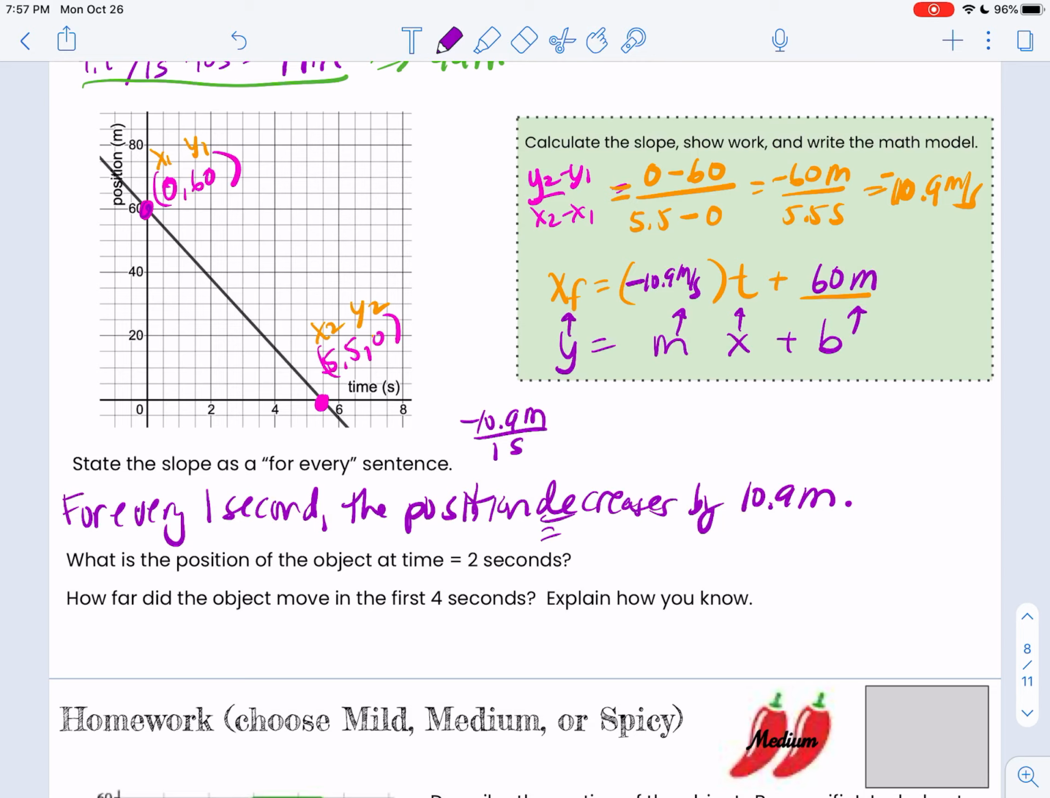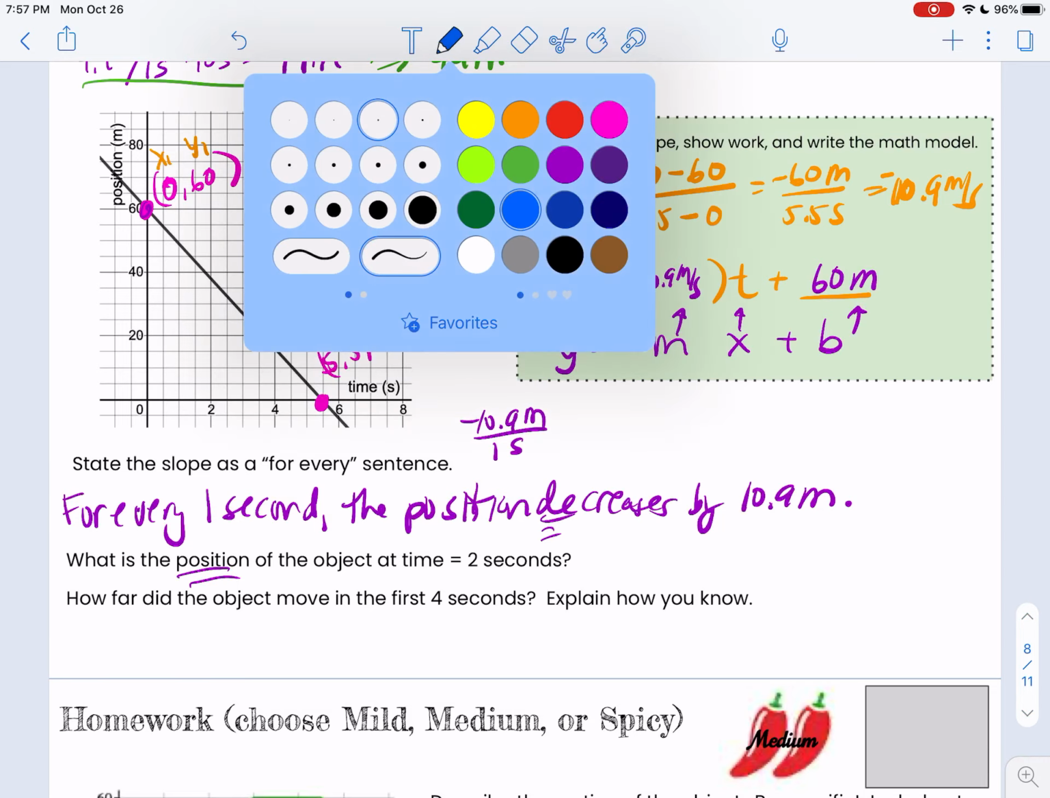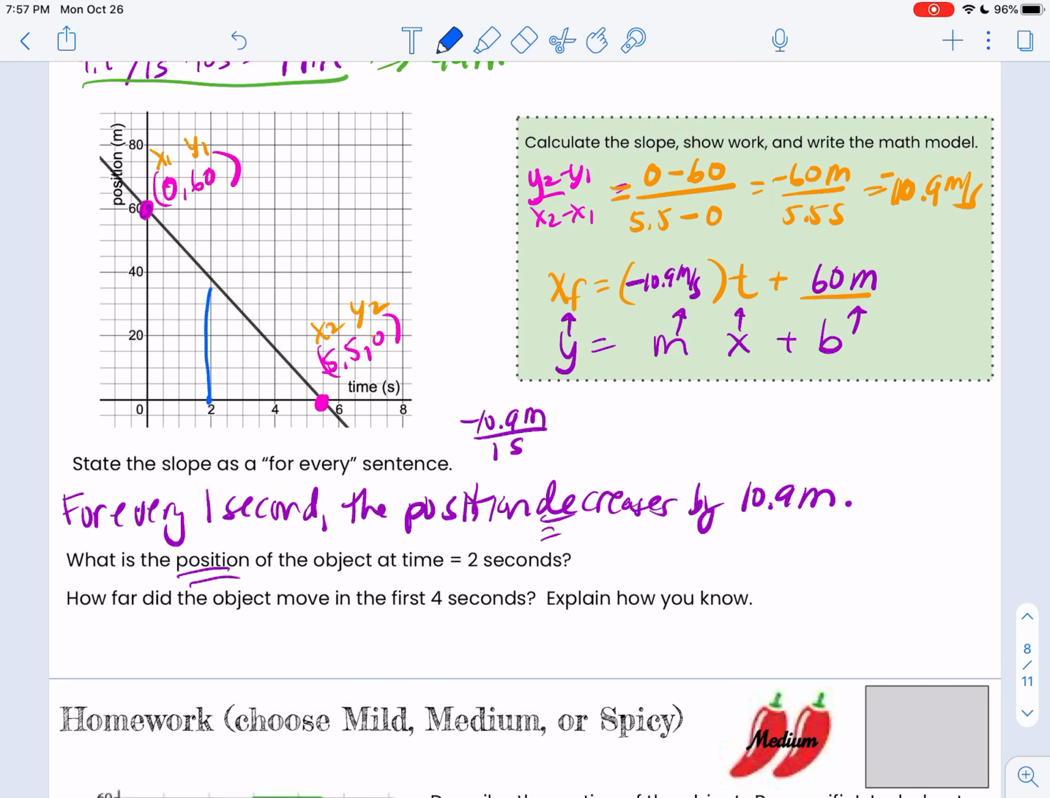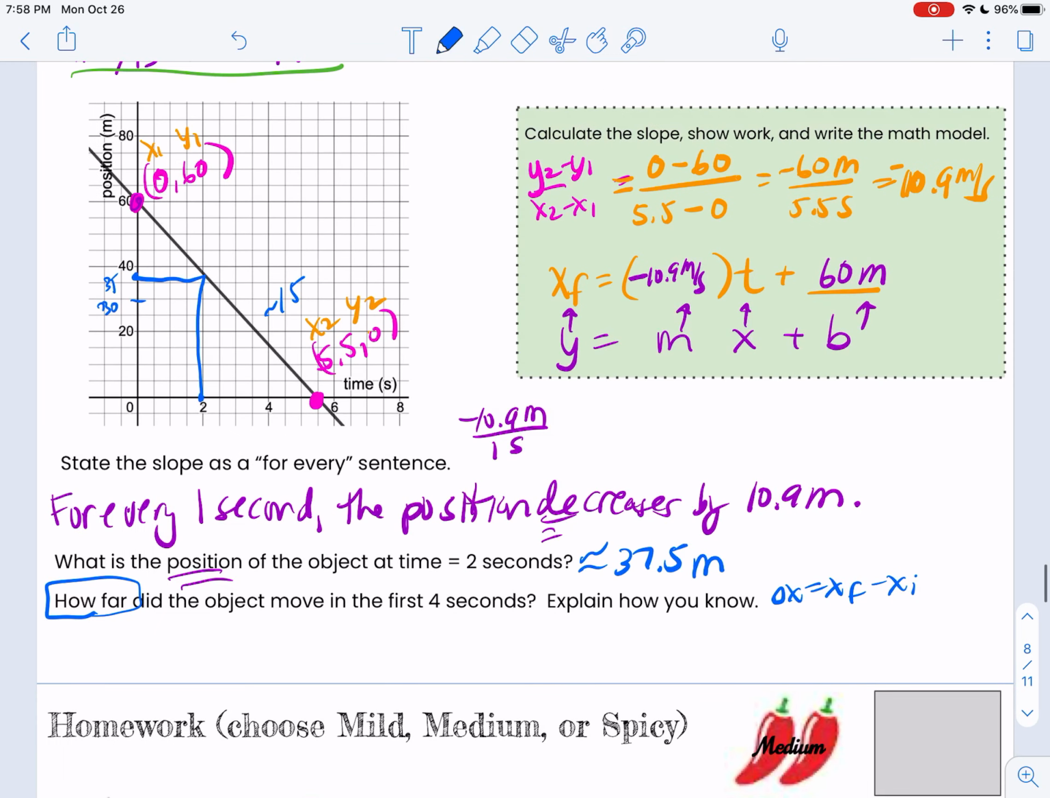The position of the object at 2 seconds, so I'm just going to read that off at 2 seconds. That looks like it's about, let's see if that's 30, that's 35. It's about halfway. So I'm probably going to say it's about 37.5 because it looks about halfway in that box to me. And then how far did it move in the first 2 seconds, sorry, the first 4 seconds. At 4 seconds, it looks like it's right about 15. It's probably a little less than 15 or a little more. I can't see. Let me see. A little more than 15, so maybe like 16-ish.